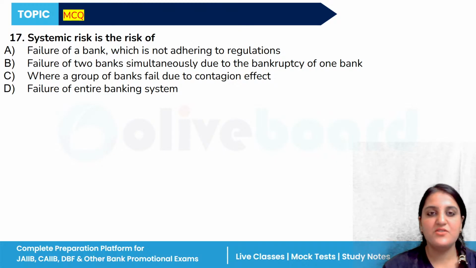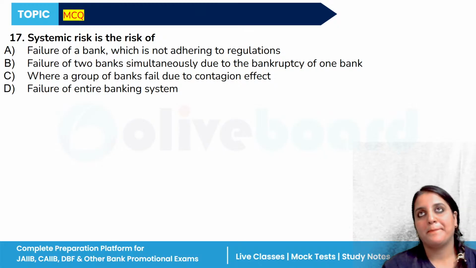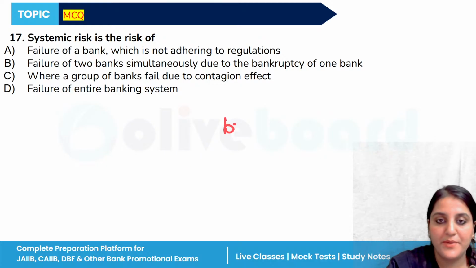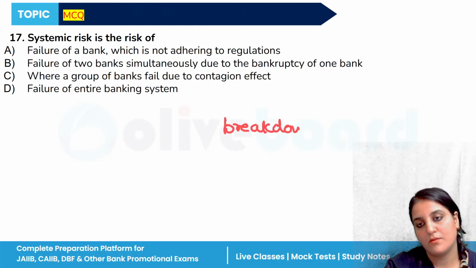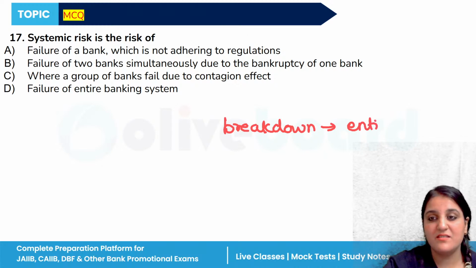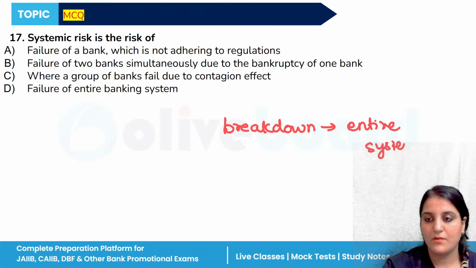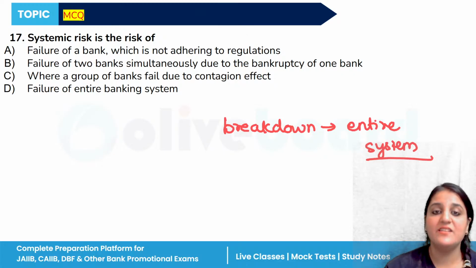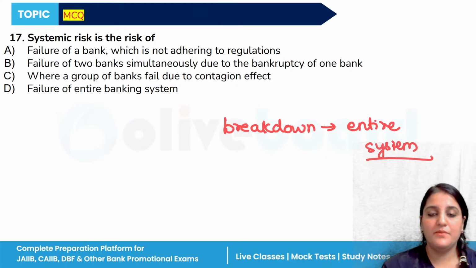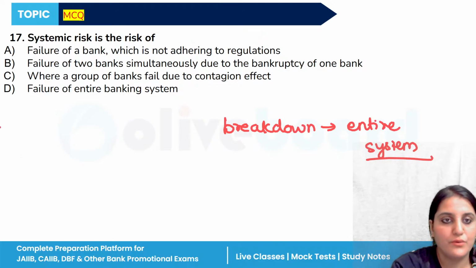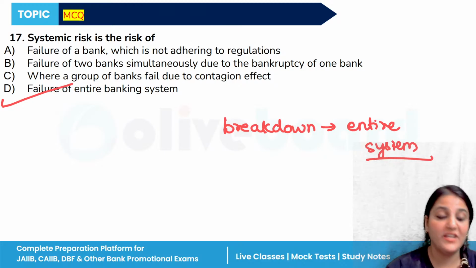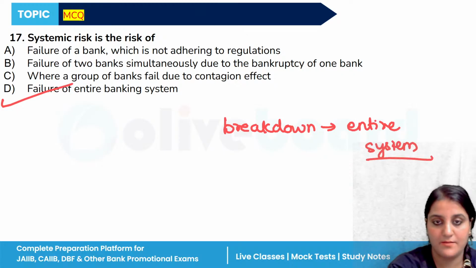If we talk about systematic risk, it is the risk in which there is a breakdown of the entire system, rather than simply failure of the individual parts. So by seeing the options, we can say option D is correct. In this, failure of the entire banking system is there.